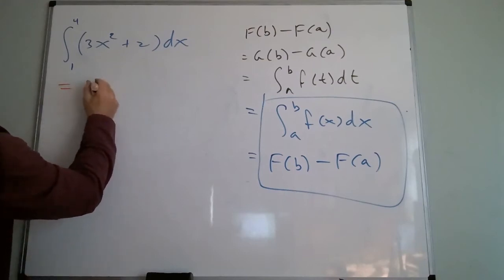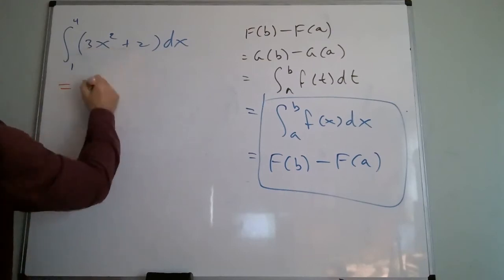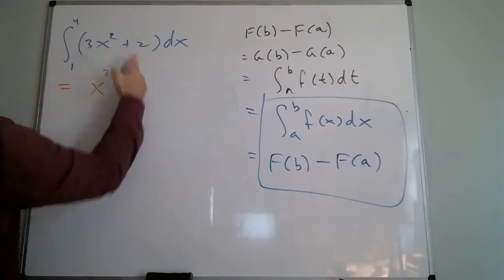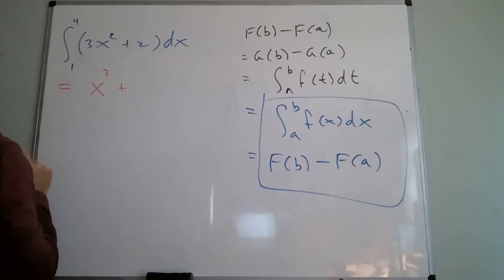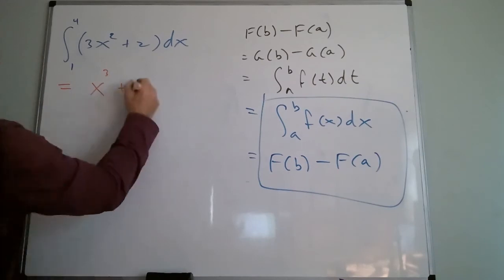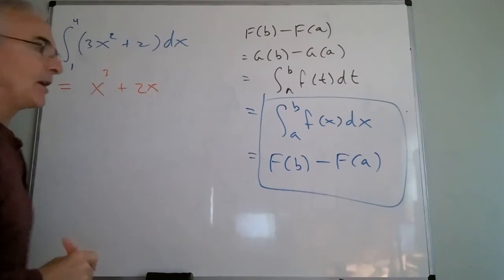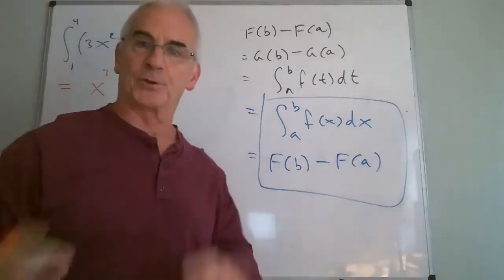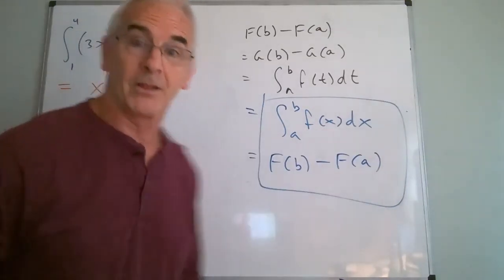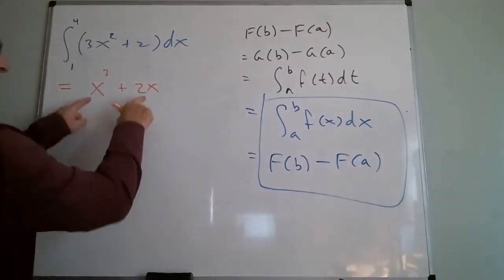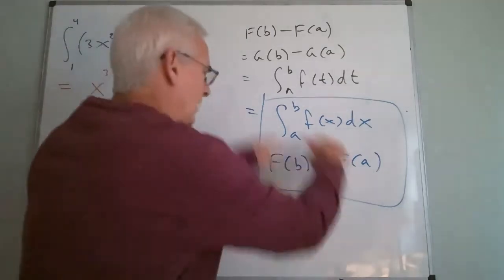Anyone? X cubed plus C. Plus, what about that guy? How about plus 2x? Now I said we don't technically have to put the plus c because we can choose our plus c, and I'm just going to pick a plus c of 0. Now that's my antiderivative.